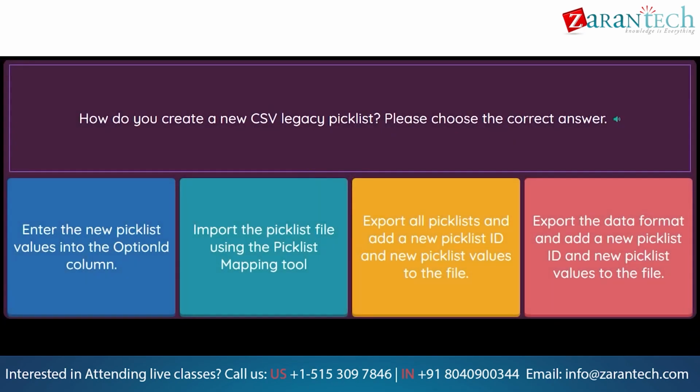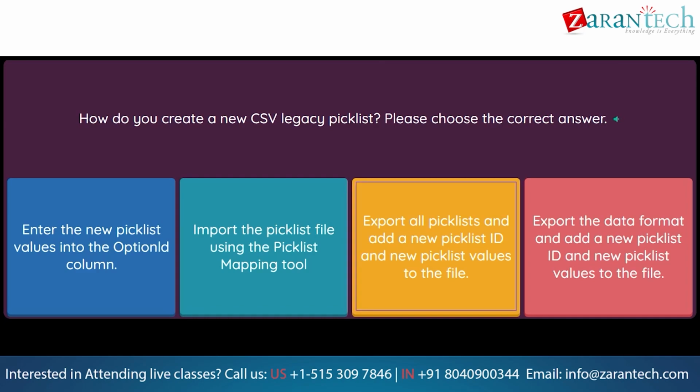Question: how do you create a new CSV legacy pick list? Please choose the correct answer. Option 1: Enter the new pick list values into the Option ID column. Option 2: Import the pick list file using the pick list mapping tool. Option 3: Export all pick lists and add a new pick list ID and new pick list values to the file. Option 4: Export the data format and add a new pick list ID and new pick list values to the file.